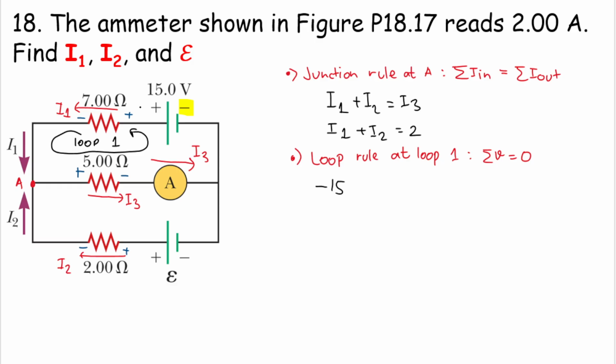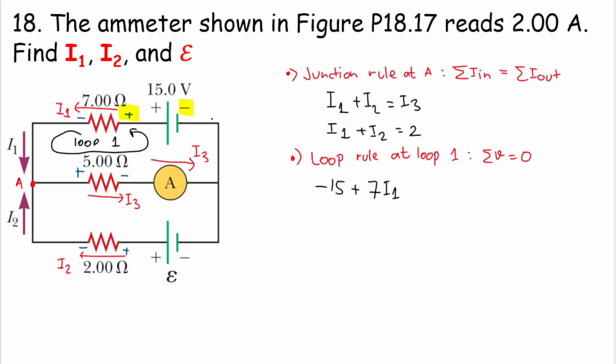Good. Now let's move on to this 7 ohm resistor. The loop enters from the positive terminal, so I will have plus 7 ohm. But remember, we need voltage. To get voltage from resistance, we need to multiply it by the current. Remember that resistance times current is voltage. The current that passes through it is I1, so I will have 7 I1.